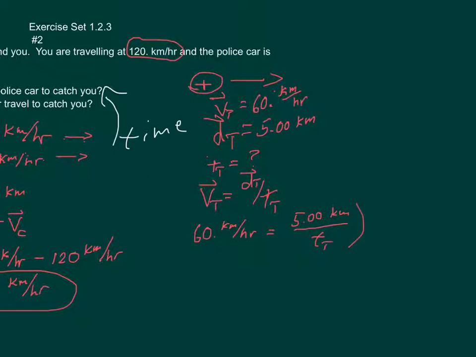So we're going to do a little algebra here and multiply both sides by T total. So instead I get 60 kilometers per hour times T total is equal to, these guys cancel here, 5 kilometers. Alright, to get T total, we're going to divide both sides by our 60 kilometers per hour.